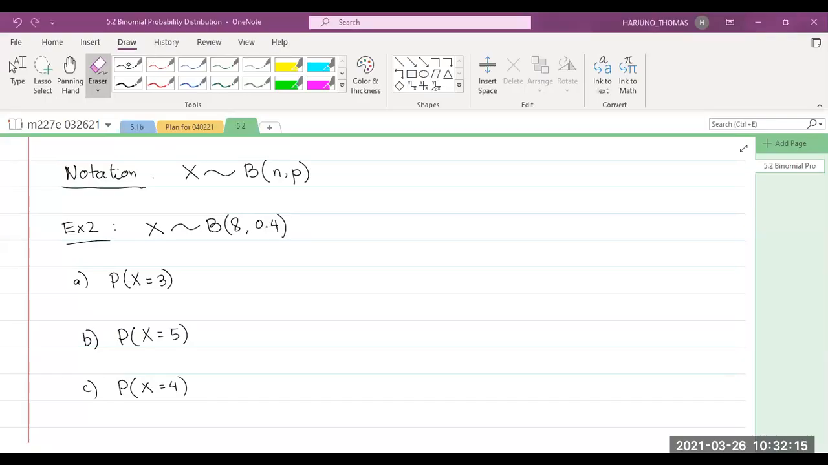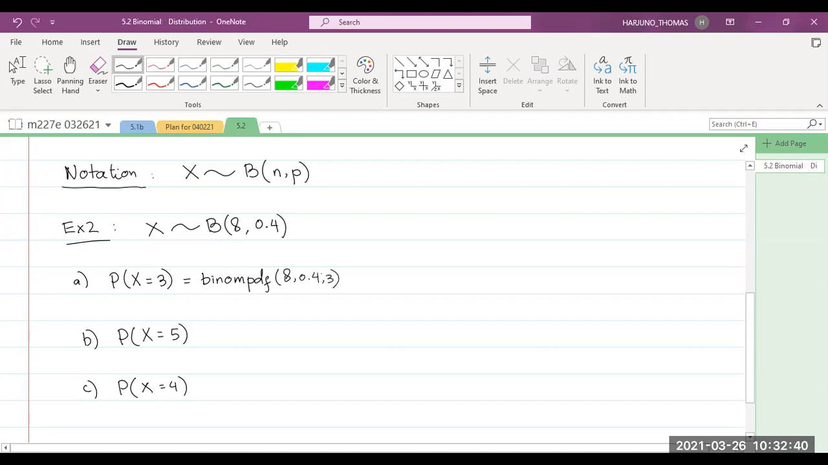So let X be binomially distributed with 8 trials, probability of each success 0.4. Then part A, what is the probability that we have 3 successes? That will be binomPdf(8, 0.4, 3).